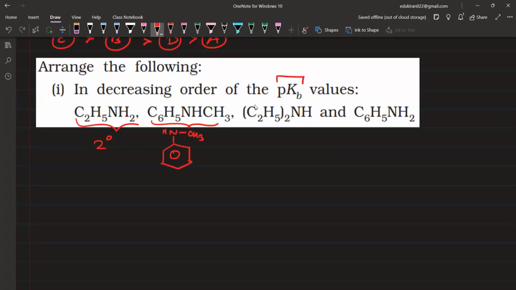Now C2H5NH. This is what? Sorry, this is 1 degree amine. We kept making this mistake again and again. 1 degree amine. This is 2 degree amine. This is just aniline.